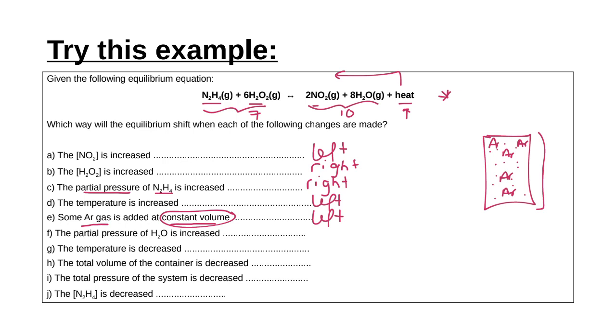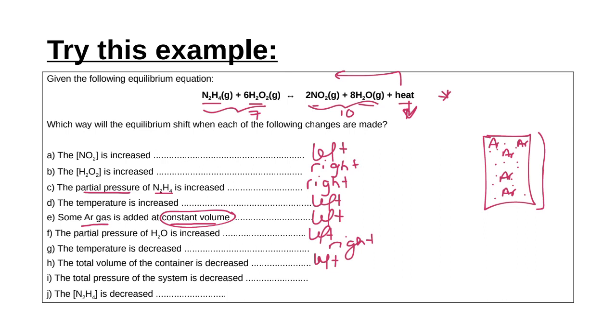Partial pressure of water is increased. Here's water on the product side. We're going to shift to the left, to the opposite. Temperature is decreased now. If I decrease temperature, we want to try to make up more heat. It's going to shift to the right. The total volume of the container is decreased. Okay, so this is obvious. Total volume is decreased. There's less space now. We're going to shift to the side that makes less molecules. This happens to be the left side for this particular reaction.